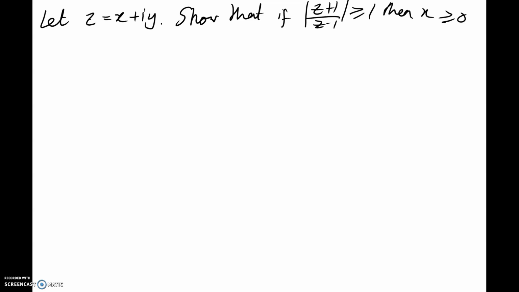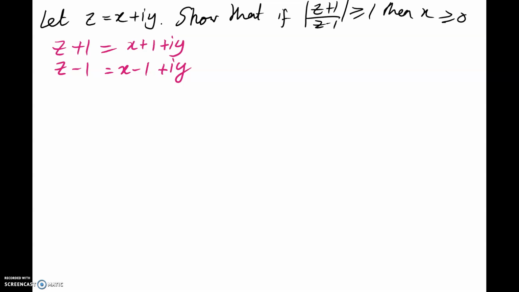Okay, so this question, first let's write down what z plus 1 is. We know x plus iy is z, so z plus 1 will be x plus 1 plus iy. I've just written 1 next to x because it's a real part. It doesn't matter even if you wrote it there. And z minus 1 is x minus 1 plus iy.